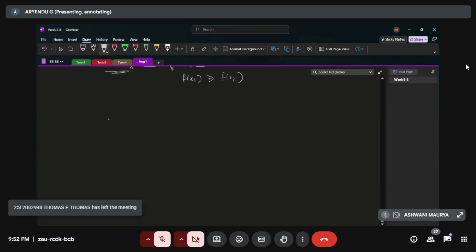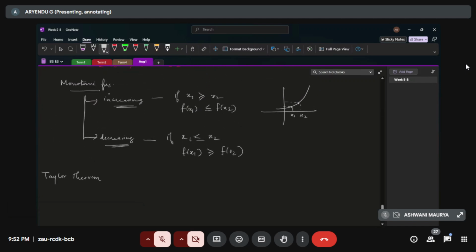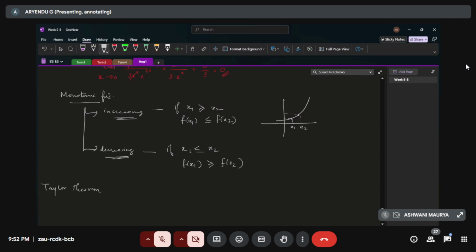And then we have the Taylor theorem. Ma'am, can you show that again? One second. Yes. Ma'am, both are the same. Hmm? Both are looking the same.